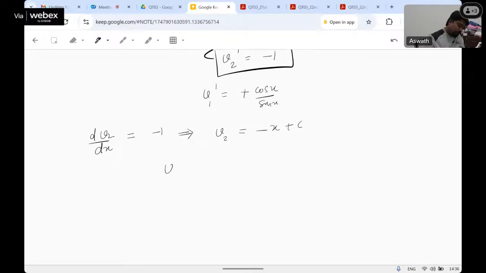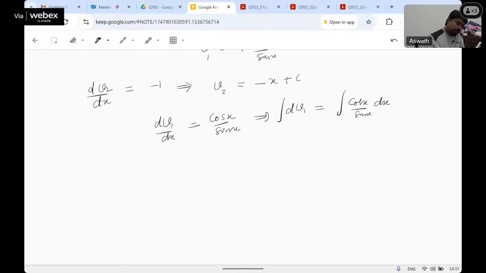And what about v1? dv1 by dx is cos x by sin x. So I can just do the integration. v1 is equal to integration of cos x divided by sin x into dx. So if you try to find it, v1 would be log of sin x plus some c.